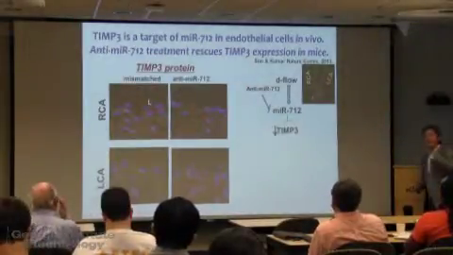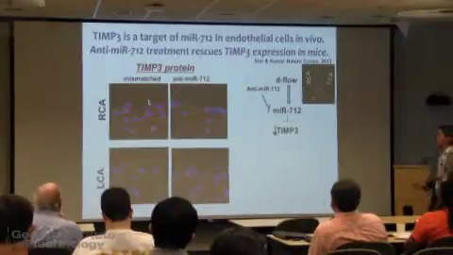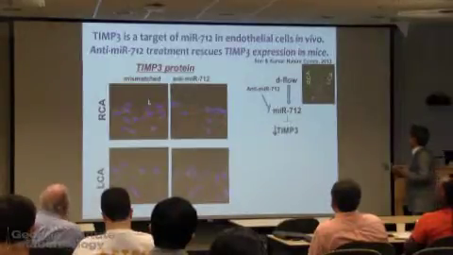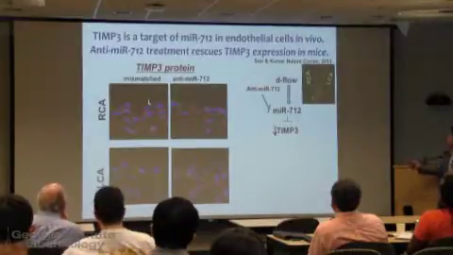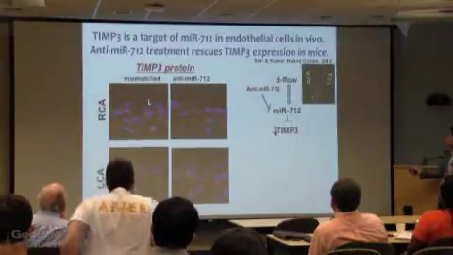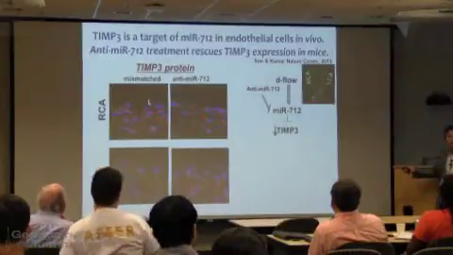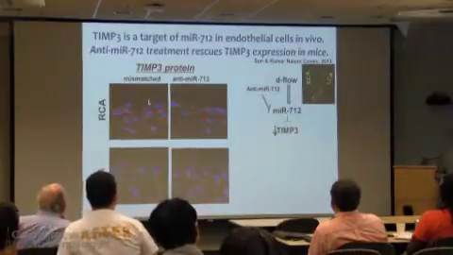So another thing was that we then looked at what happens in vivo. How does miR-712 work in an in vivo condition? So again, this is our hypothesis. Flow disturbance increases miR-712, and if you have increased miR-712, then this downregulates TIMP3.